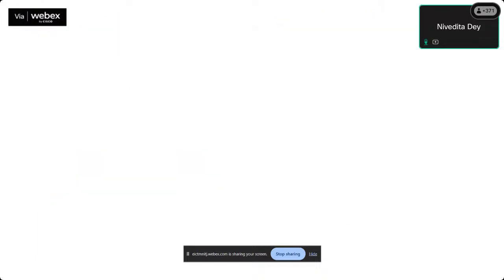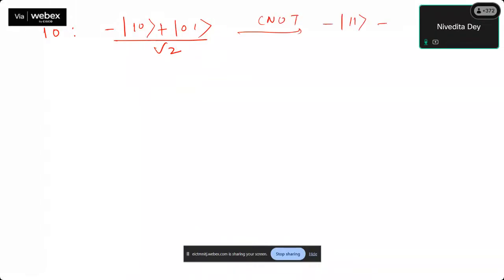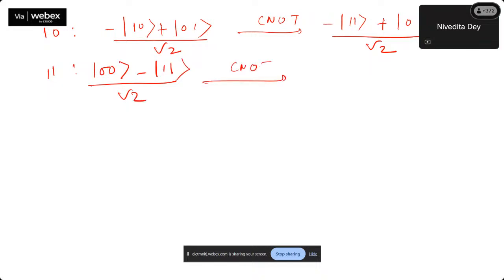Similarly, for the remaining 2 cases, if it is 1, 0, then it is minus 1, 0 plus 0, 1 by root 2. Alice must have sent this. And this on C naught will be minus 1, 1 plus 0, 1 by root 2. And if it is 1, 1, then Alice must have sent this. And this on C naught will be 0, 0 minus 1, 0 by root 2.